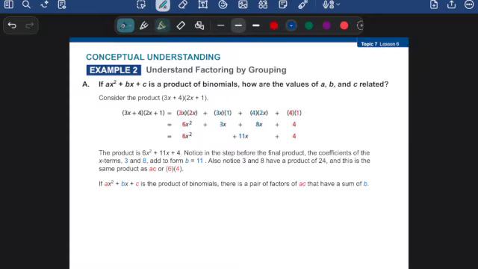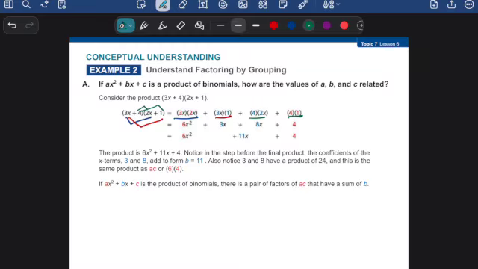So first we're going to distribute the 3x, and so that's what we get there. And then we're going to do the 3x to the 1, that's what we get there. And then we're going to do the 4 times the 2x, that's what we get there. And then 4 times 1, that's what we get there.